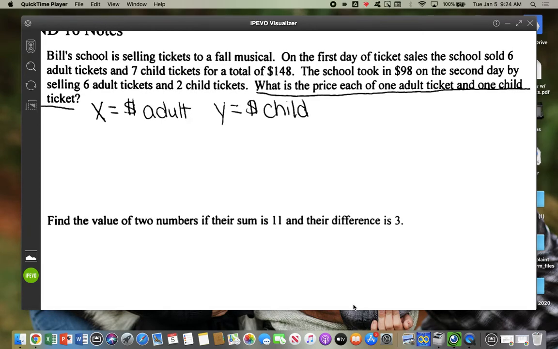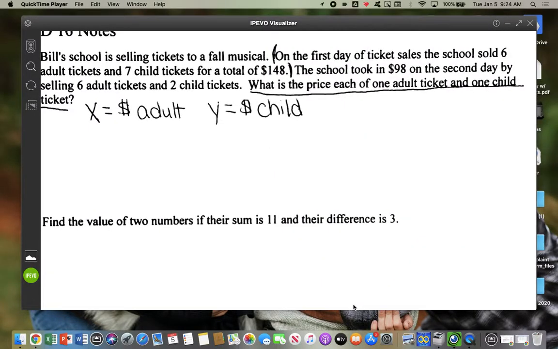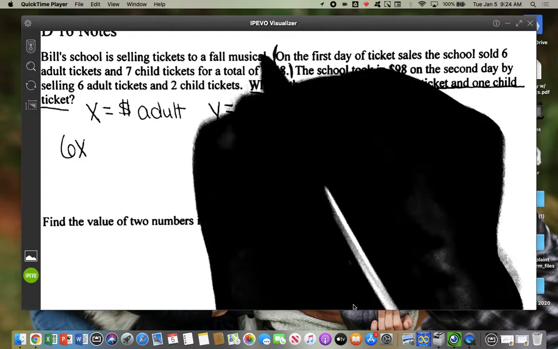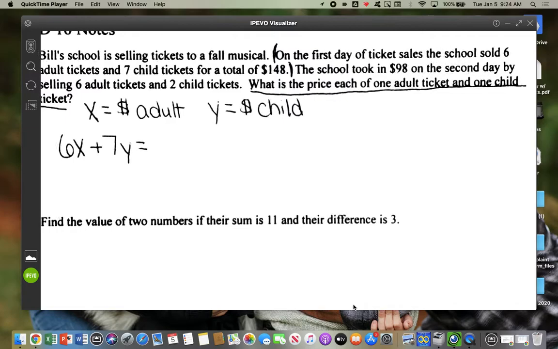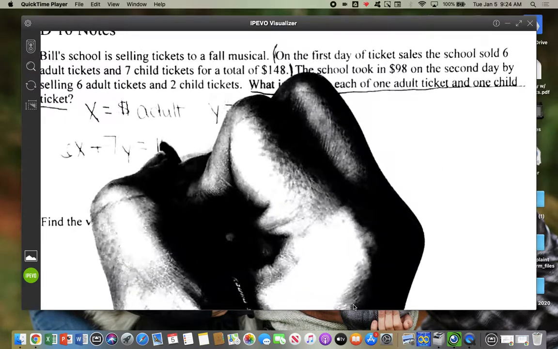All right, and then just like we did yesterday, they sold tickets on 2 separate days, so we want to write an equation for each day. So for that first equation, it says we sold 6 adult tickets, so that would give us a 6x, 7 child tickets, so that's a 7y. And what's our total on that first day? 148.